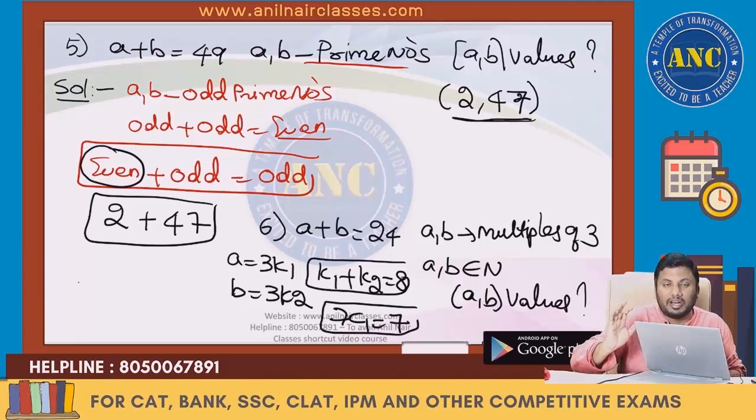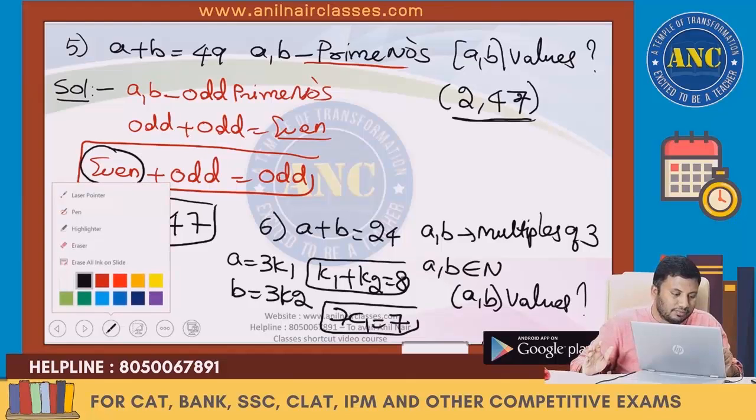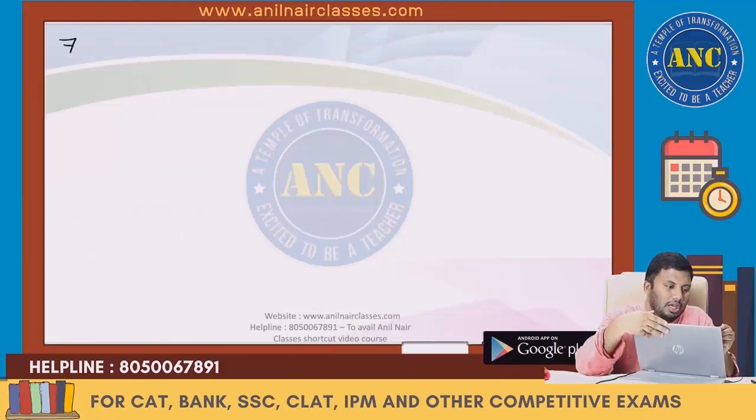Only for two variables we have discussed. A and B as natural numbers we discussed. Even numbers we discussed, odd numbers we discussed. Prime numbers we discussed, multiples we discussed. Now, seventh one. Let us take three numbers. Seventh question. A plus B plus C equivalent to 8.